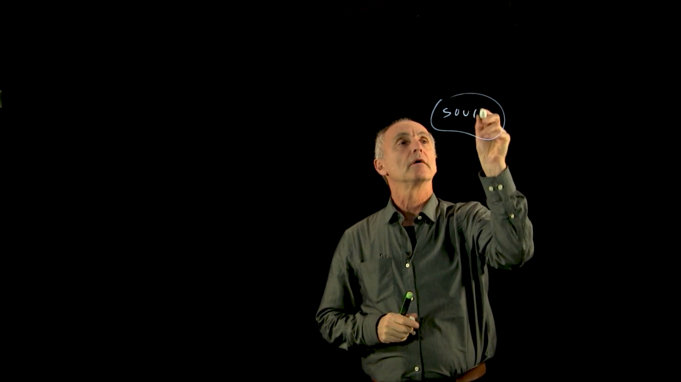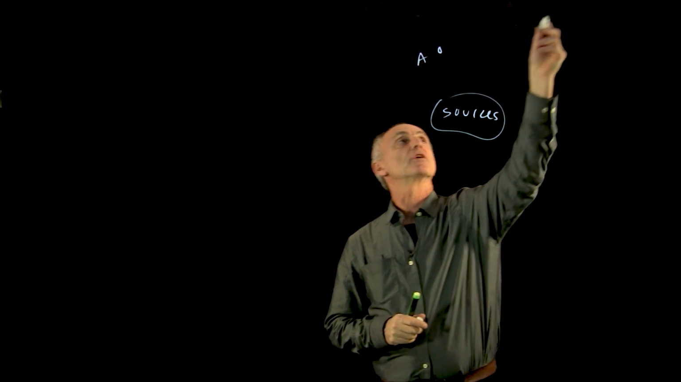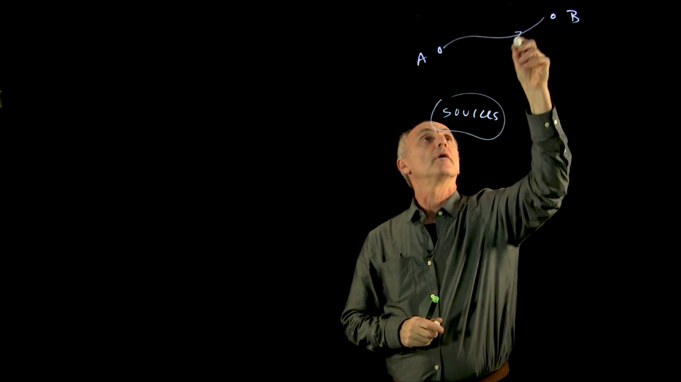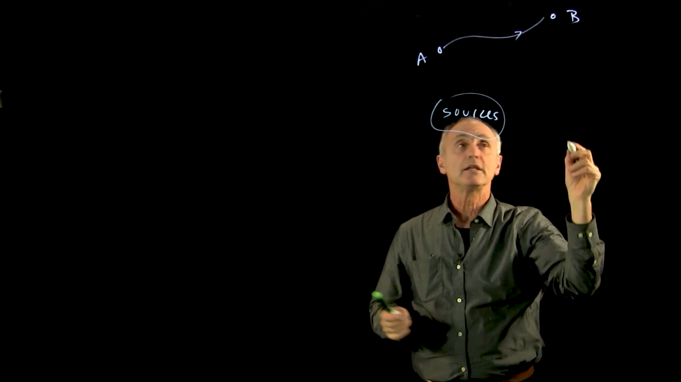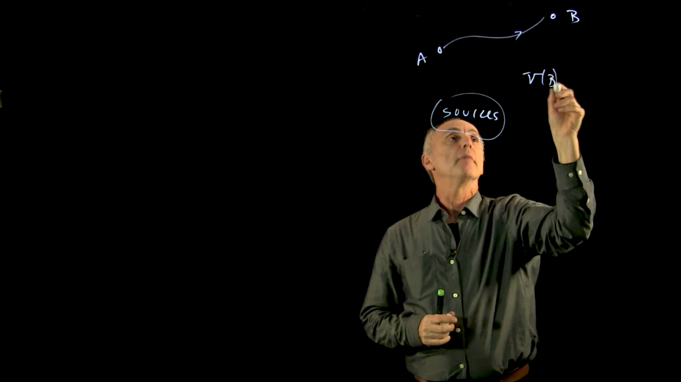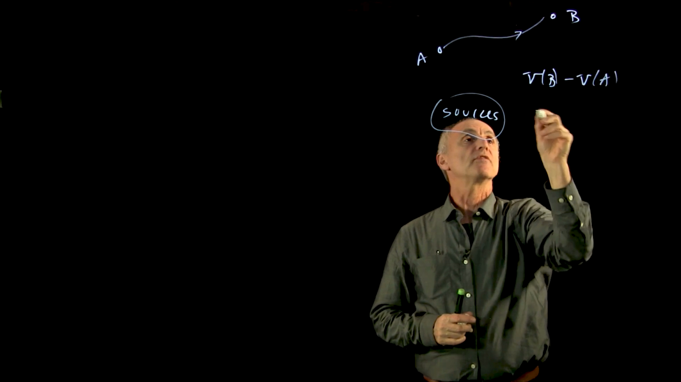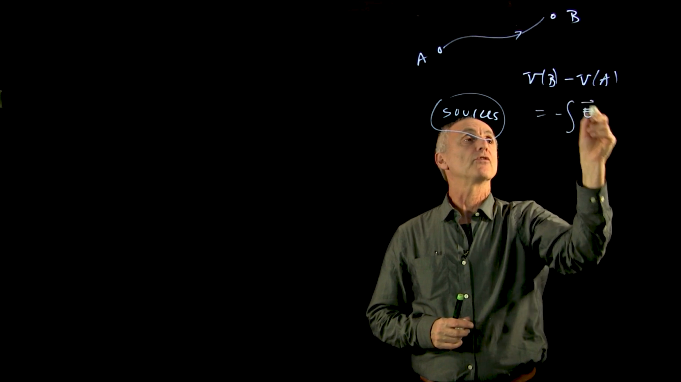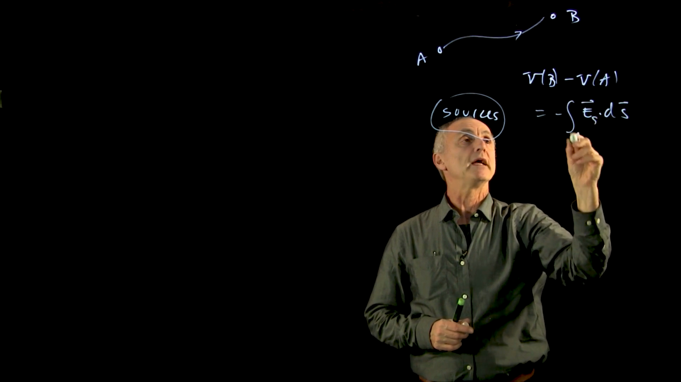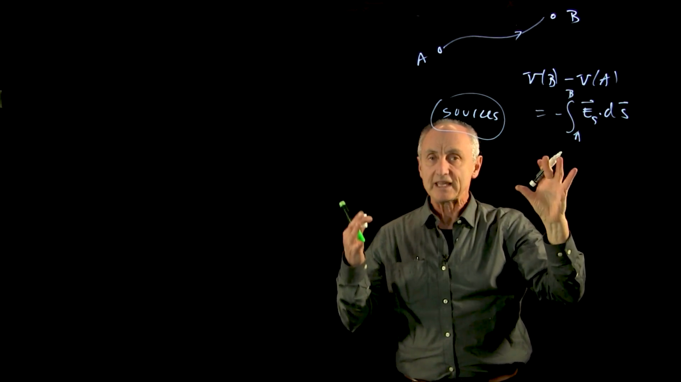We've talked about sources producing potential differences between points in space. And we defined VB minus VA in terms of the integral of the electric field of the source as we go from A to B. But how do we calculate this?